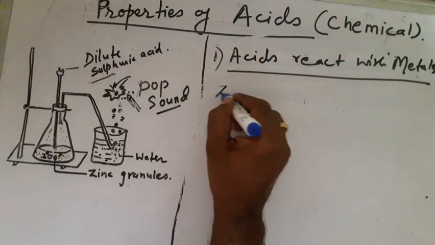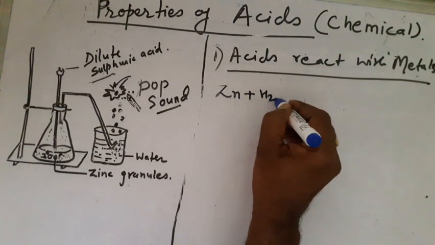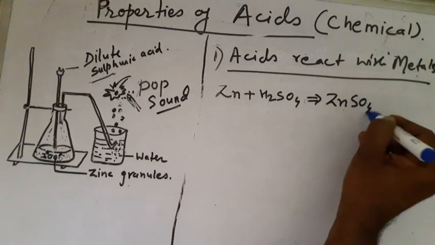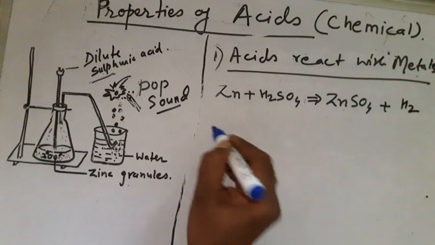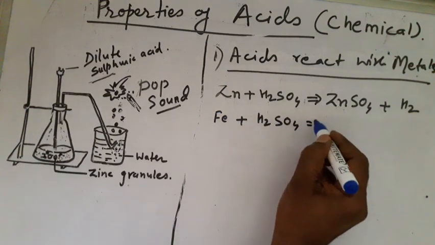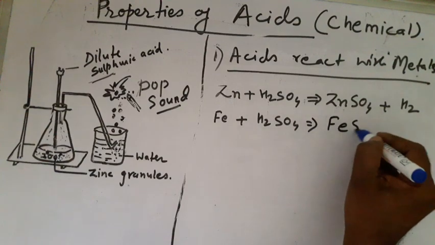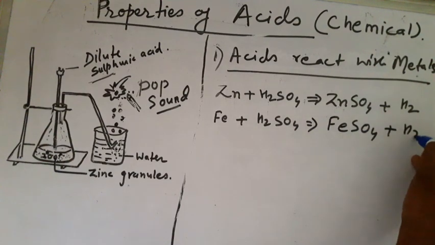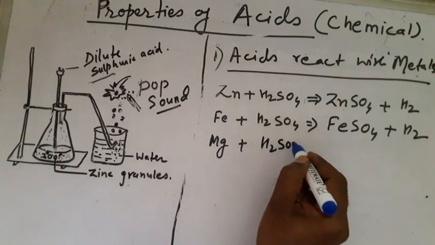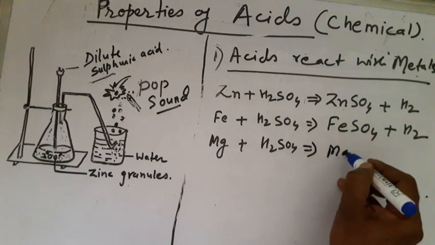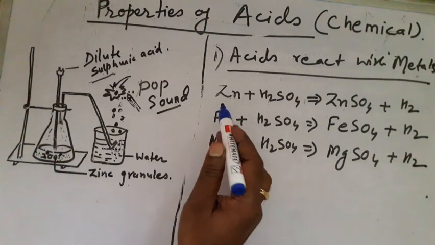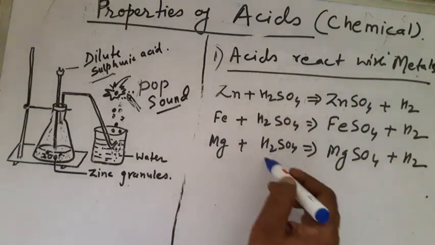So I am writing first zinc plus sulfuric acid H2SO4, then it forms ZnSO4, zinc sulfate, salt, and hydrogen gas, simple. Now iron plus sulfuric acid forms iron sulfate, FeSO4, plus hydrogen, simple. Now Mg, if it is reacting with H2SO4, forms MgSO4 plus hydrogen. Suppose you can change this acid also.